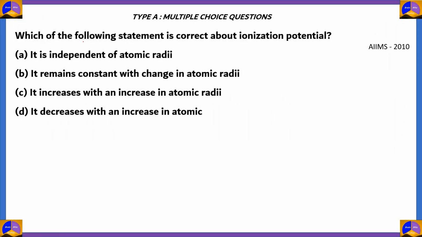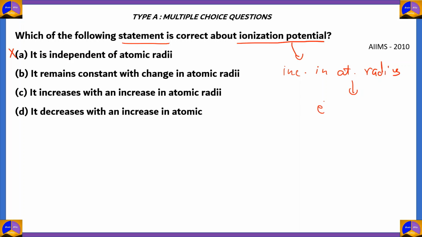Now, which of the following statements is correct about ionization potential, which is the same as ionization energy? There are 4 statements here. We need to find out which of these is correct. Option A states that it's independent of atomic radii. Now this is incorrect.